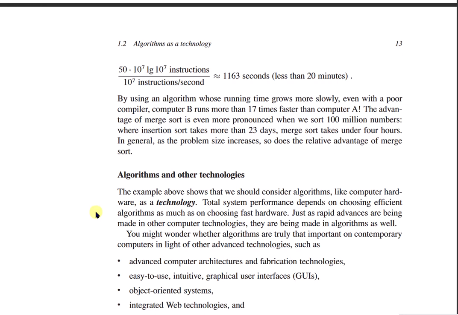So the journey goes like this. When you are studying algorithms, first you learn all the available algorithms developed by a few of the most intelligent people on earth. Then you need to figure out where to use them in real-life scenarios, and which algorithm to use. The next level is you develop an efficient algorithm for a new problem. Total system performance depends on choosing efficient algorithms as much as on choosing fast hardware. Just as rapid advances are being made in other computer technologies, they are being made in algorithms as well.